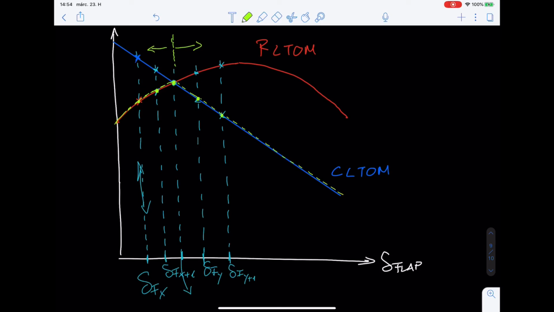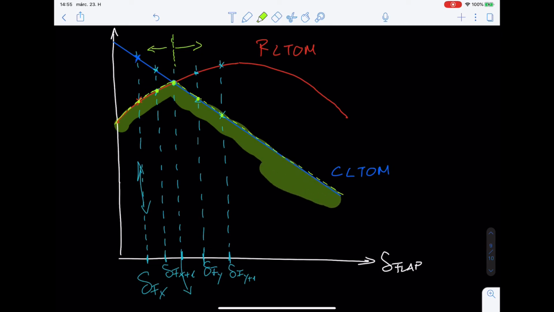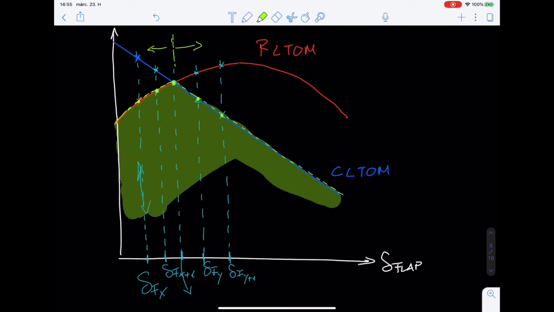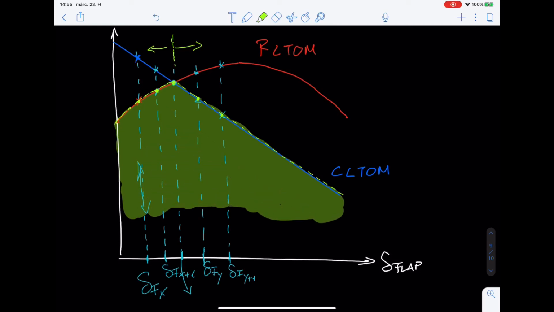So what I can see is that altogether the useful area for me, where I can choose takeoff masses, final actual takeoff masses, is below this area, right? Is below this area, below the performance limited takeoff mass.